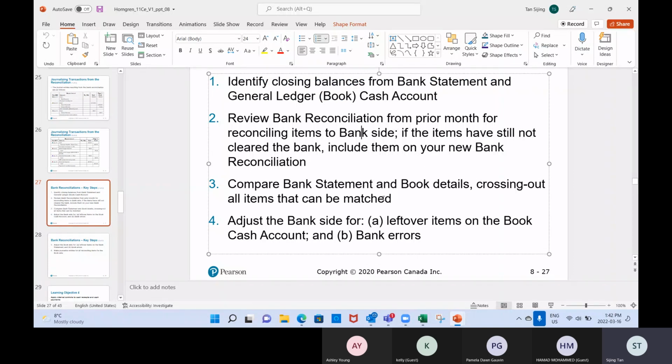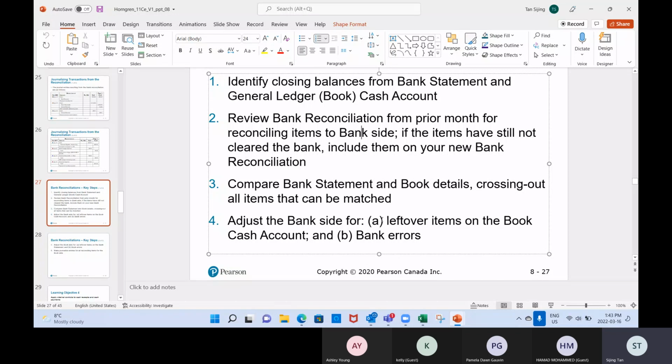Then when you compare the bank statements and book detail, cross out all items that can be matched, right? So if you have your pen handy or you have your real book, you can just put a check mark at the back. Then you know which accounts have been cleared out. So you only need to worry about those that do not match, the numbers that do not match.